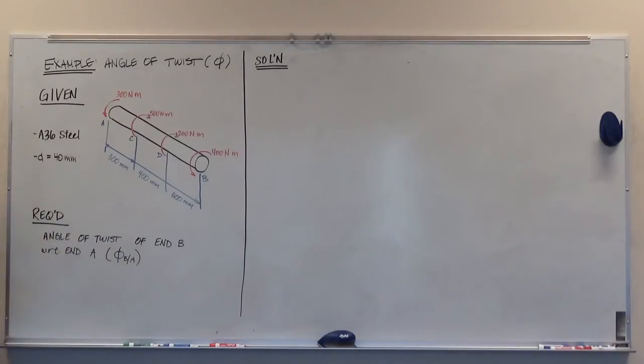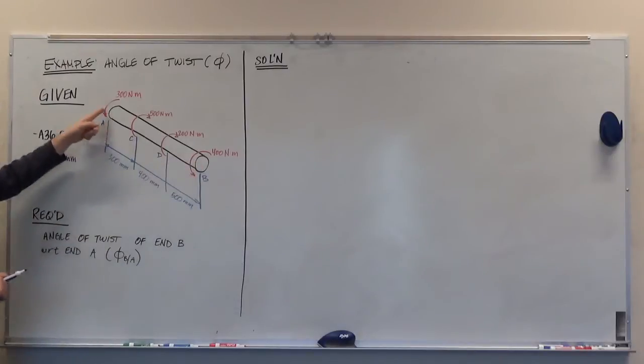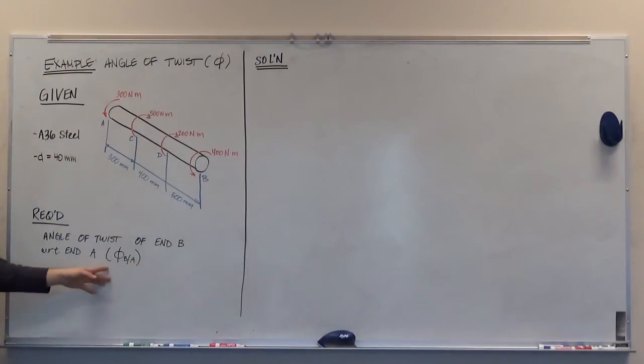So what the problem is asking us to find is the angle of twist of end B with respect to end A. So often the shortcut or the way that we represent that is phi, which means angle of twist, of end B, which we put in a subscript, slash A, also in the subscript, to represent that we're calculating the angle of twist between those 2 different points right there.